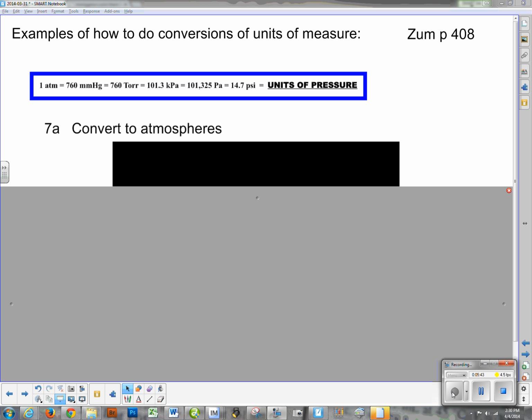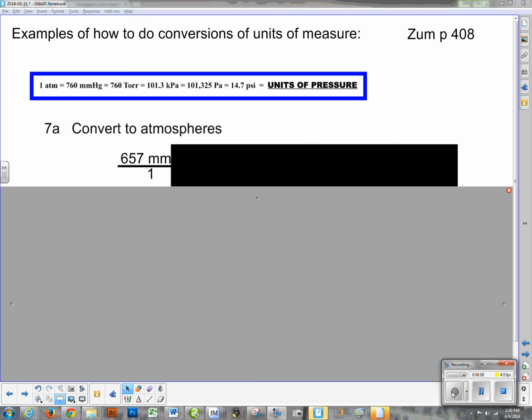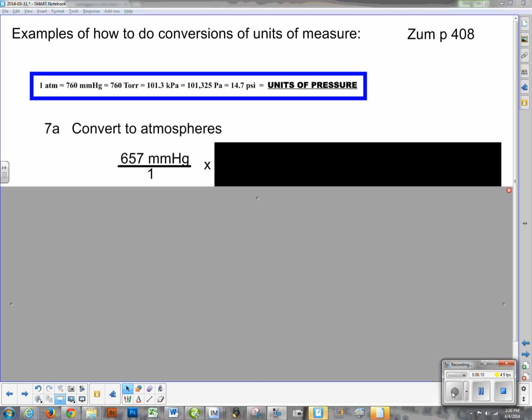Now you got it. Okay, 657 what? Millimeters of mercury. Okay, so what is the first fraction going to look like? We start the calculation like we've started calculations since August. There you go. Excellent. Now for this next one, you're probably going to need a little bit of help. But Robert, since you're the one that's going to be answering it, you want to pay special attention.